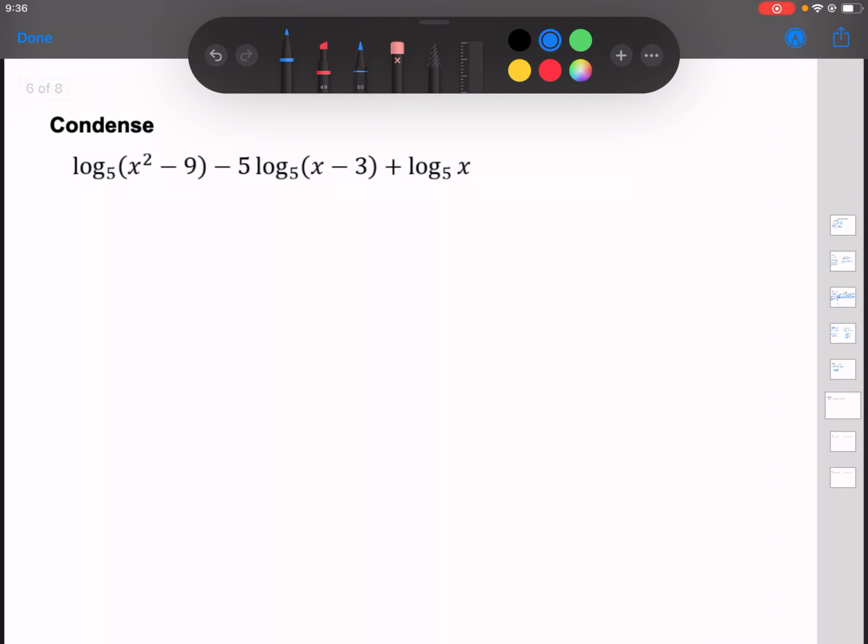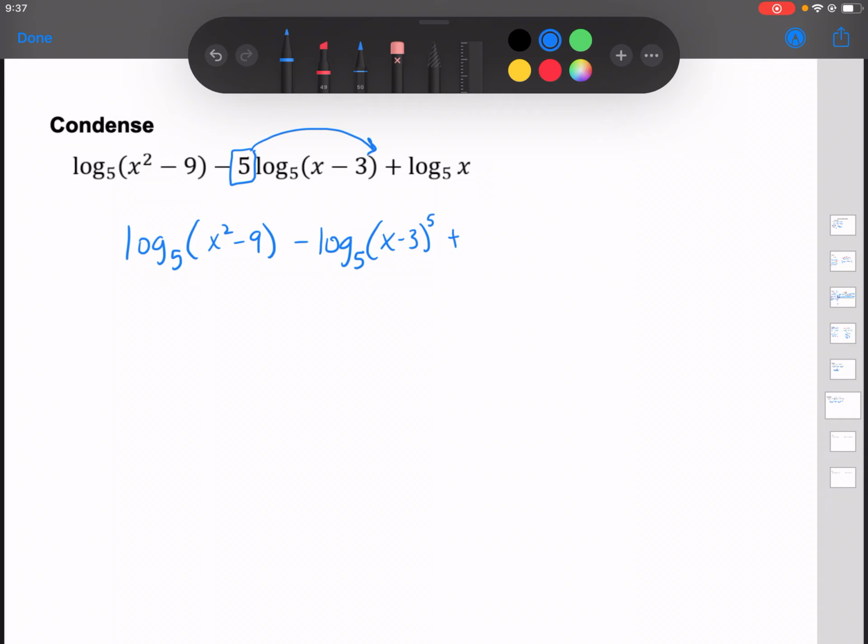And let's condense one last one. I forgot about this one. So same idea. There is only one of them that has a number in front, so I'll move that in. So I have log base 5 of x squared minus 9 minus log base 5 of x minus 3 to the 5th power plus log base 5 of x. So I'm going to make this one big log. So we've got log base 5.